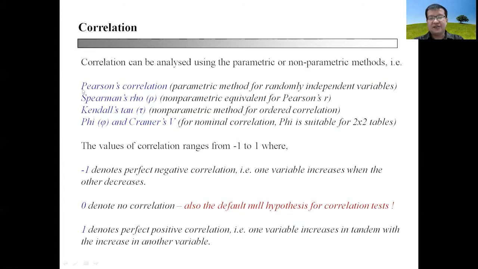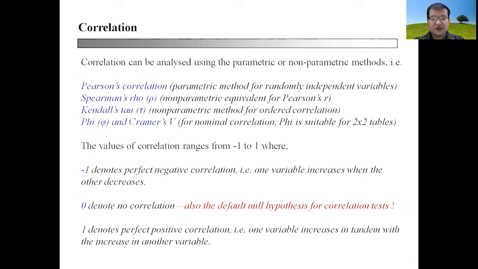Correlation can be analyzed using the parametric or non-parametric methods. For example, Pearson's correlation, which is typically used for parametric method for randomly independent variables. Spearman's rho, which is actually a non-parametric equivalent for Pearson's r. Kendall's tau, which is also a non-parametric method for ordered correlation. And phi and Cramer's V for nominal correlation, where phi itself is actually suitable for 2 by 2 table.